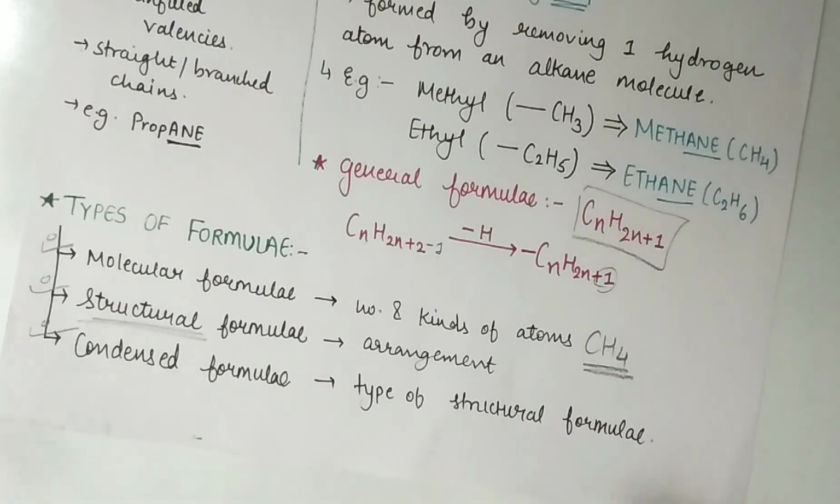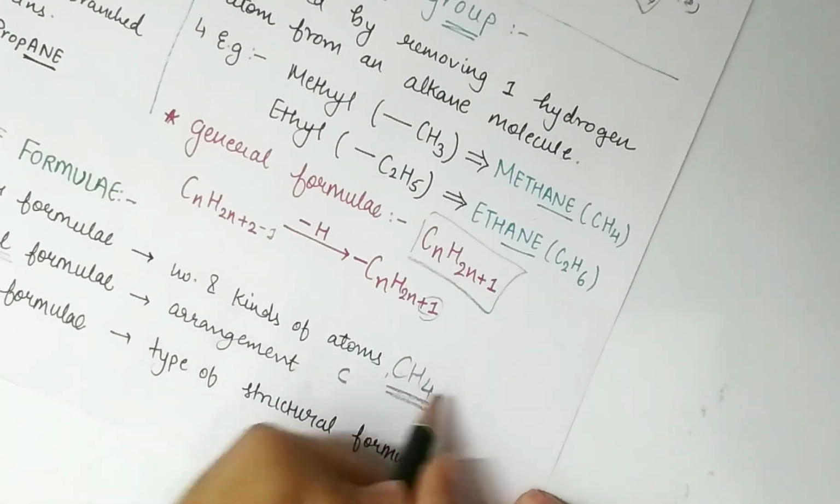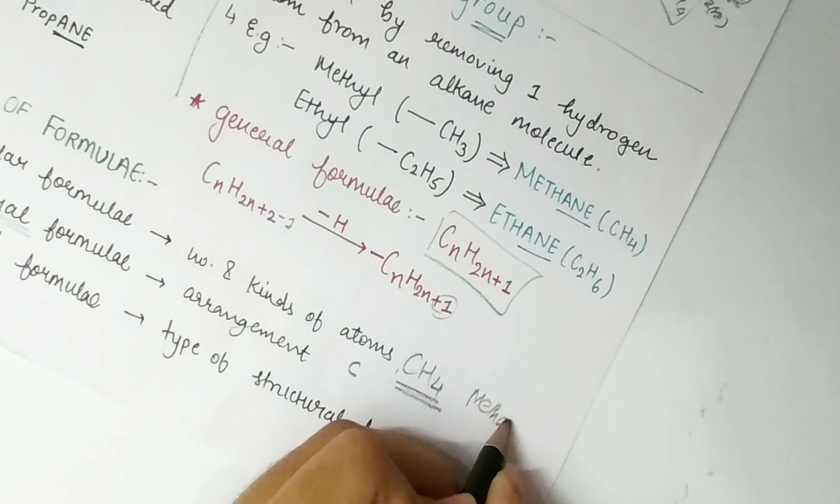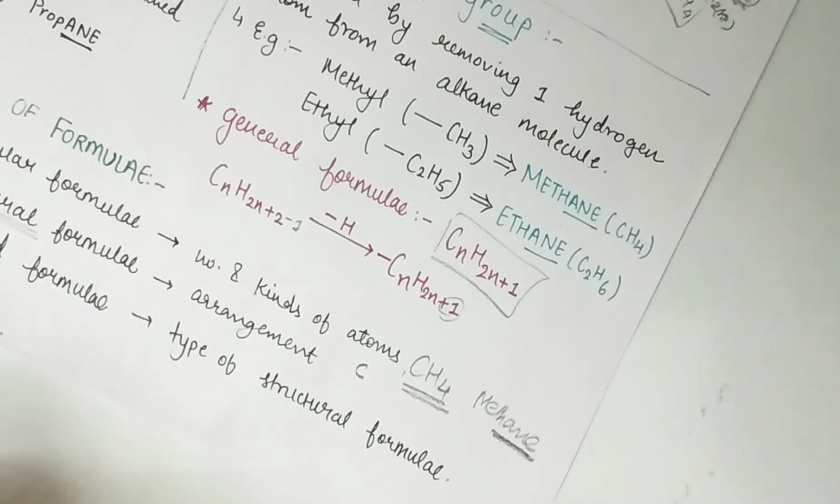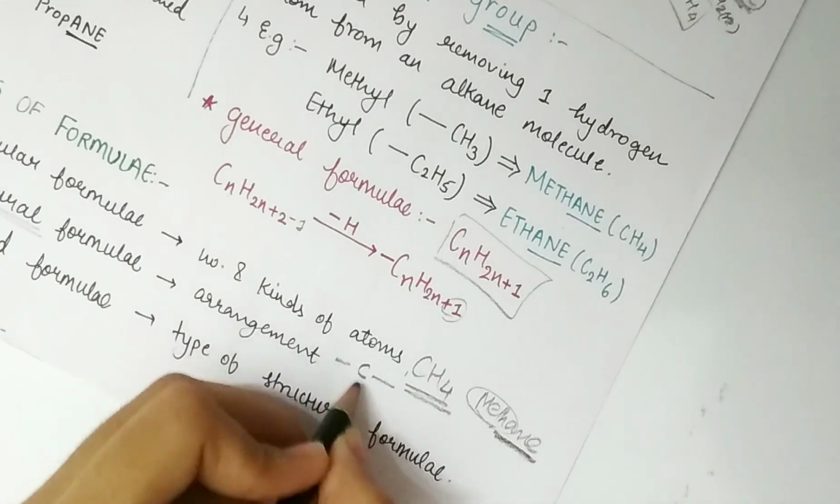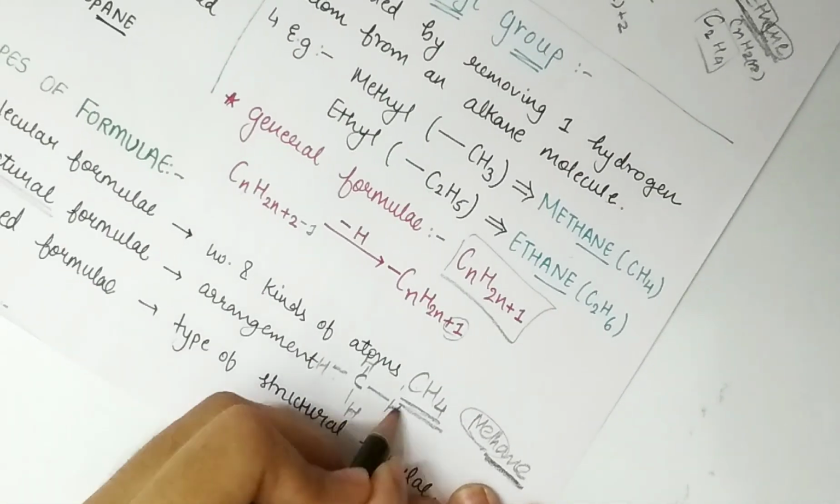Structural formula means writing it in structures. So there is only one carbon atom and there are 4 hydrogen atoms. You can see methane ends in ane, so there are only single bonds on the carbon atom, and meth means 1. So single bond H. This is a structural formula.